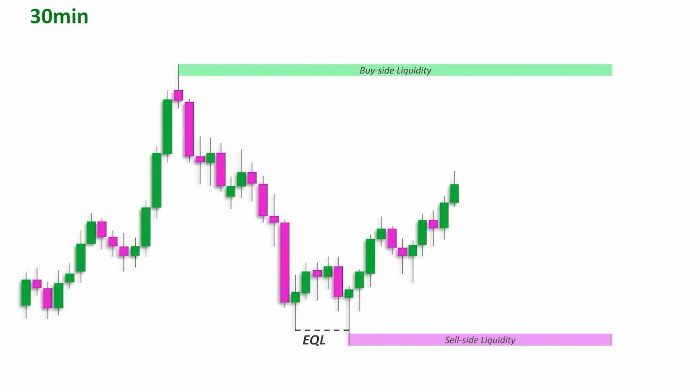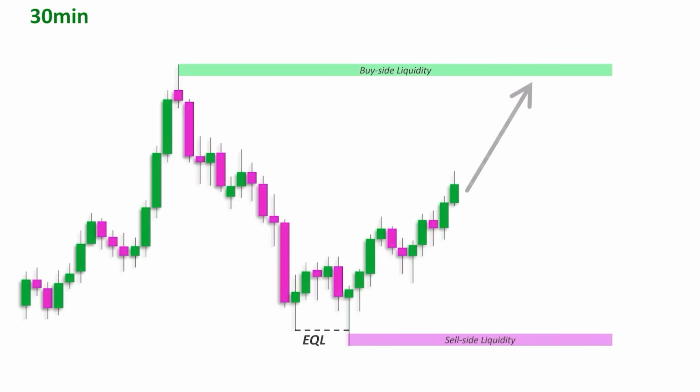You can mark these levels manually by drawing lines across equal highs and equal lows, or by highlighting clear buy-side and sell-side liquidity zones on your chart. With that in mind, the first step is to locate a major high or low on the 30-minute chart that price is approaching. In this example, we have buy-side liquidity on the 30-minute chart, and price is being drawn upward toward it. We can anticipate that move, since liquidity tends to attract price.